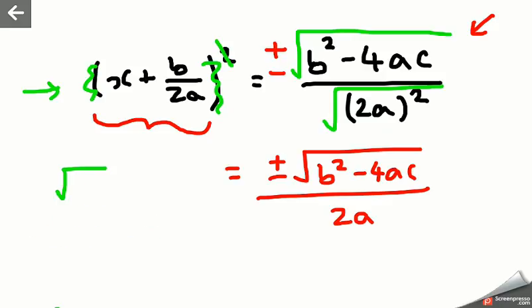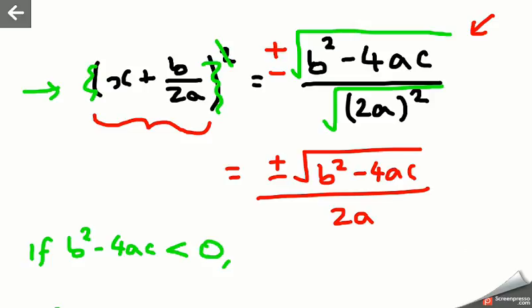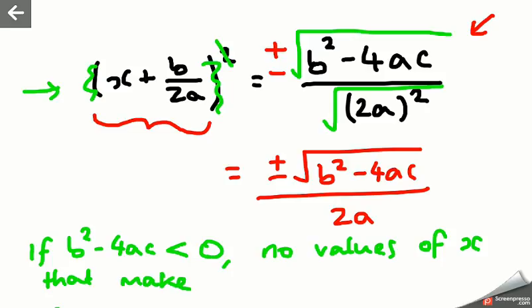Clear some space. If b² − 4ac is less than 0, there are no values of x that make ax² + bx + c = 0 true. There are no values of x to make that equation true if b² − 4ac is less than 0.